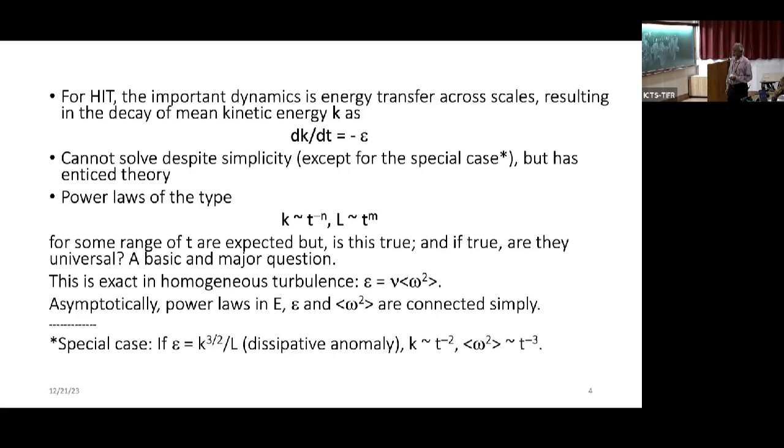If this is true, then of course you want to know whether these exponents are universal. This is a basic question, and this is the one that Migdal was trying to tell us something about. Now, in homogeneous turbulence, the rate of energy dissipation is equal to the mean square vorticity, except for this viscosity coefficient. So if you know what the vorticity is like, you know what the dissipation varies like, and you also know what the energy does. So if you know one, you basically have all of them. You remember Sasha was talking about mean square vorticity, but of course that really translates to all the other things.